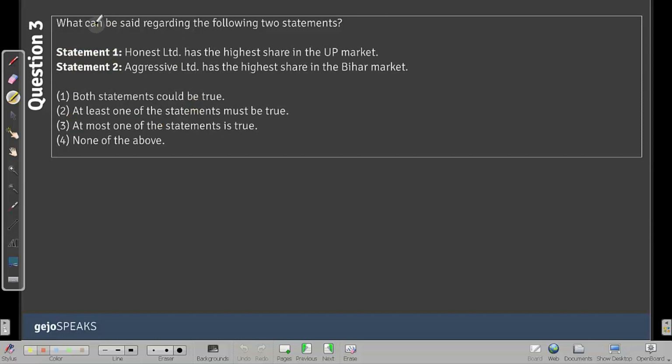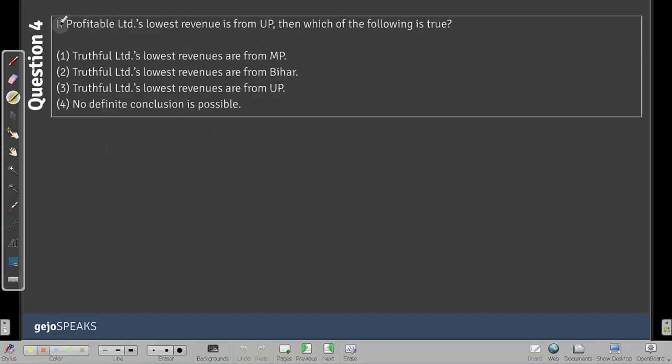Then look at question number 3. Again, the same story. You have 2 statements, and you are asked about the relation between those statements. Both statements could be true; at least one statement must be true; at most one statement is true; and none of the above. And then the 4th question has one extra condition. If Profitable Limited has the lowest revenue in UP, then which of the following is true? Probably this is the easiest among the 4 questions to handle.